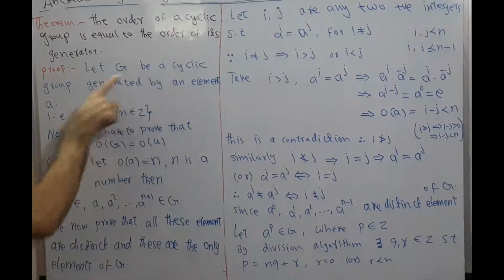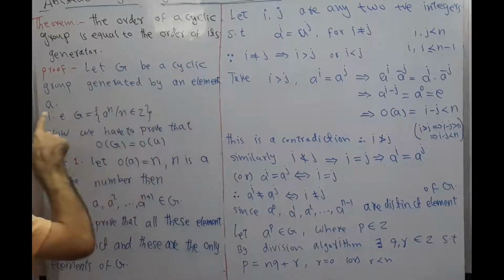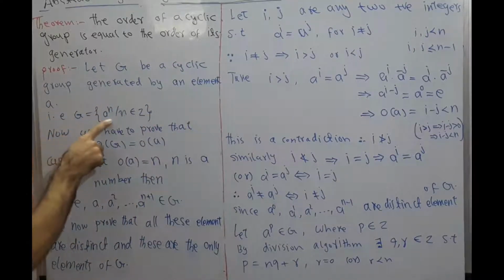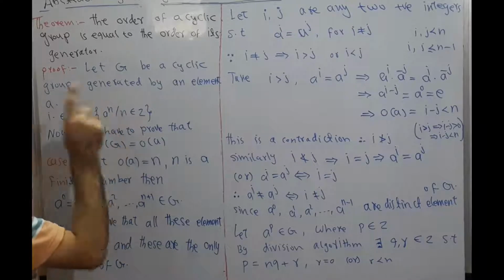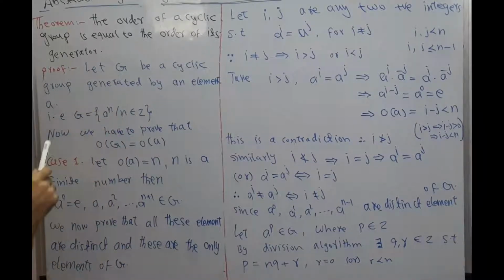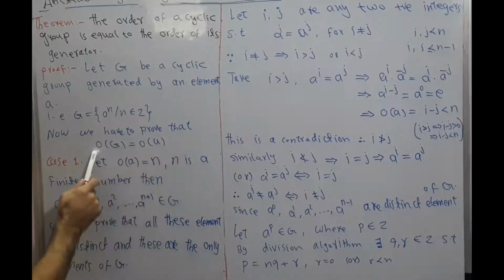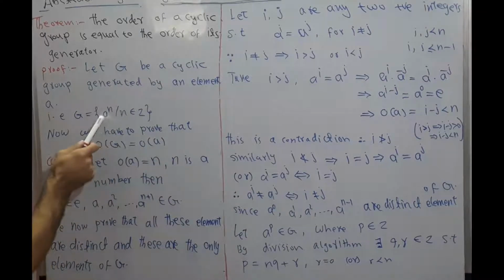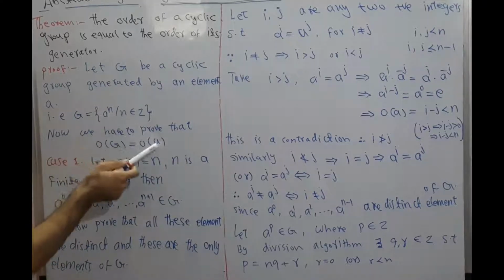Let G be a cyclic group generated by an element a, that is, G is equal to a to the power n, where n belongs to Z. Now we have to prove that the order of G is equal to the order of its generator. Here a is the generator of G.